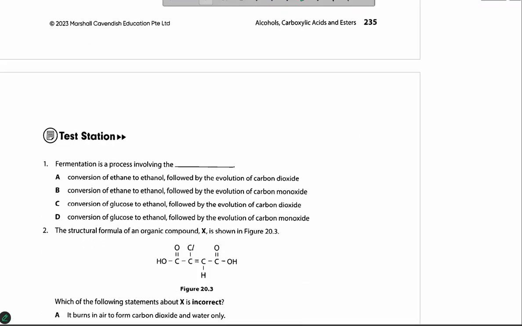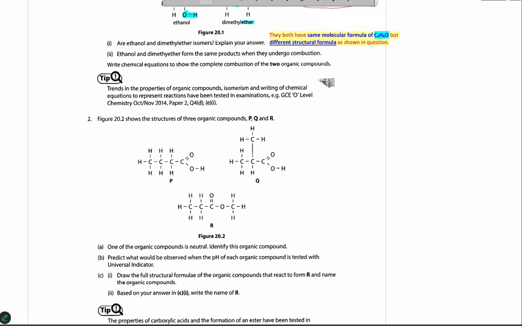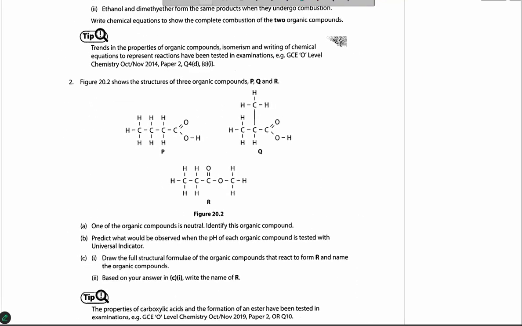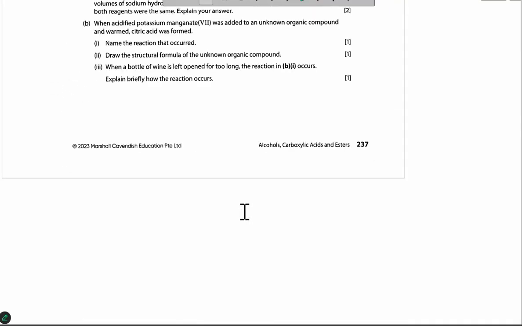Alright, looks like we have finished this topic. Okay, I would suggest that maybe you should do this question as homework. Try through the question, then maybe you can go through it next time.